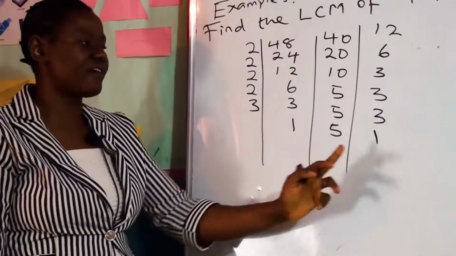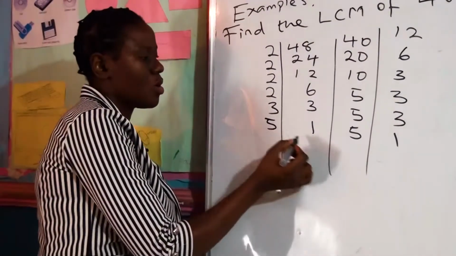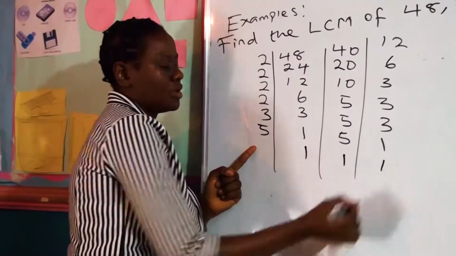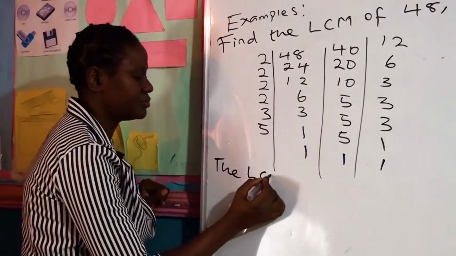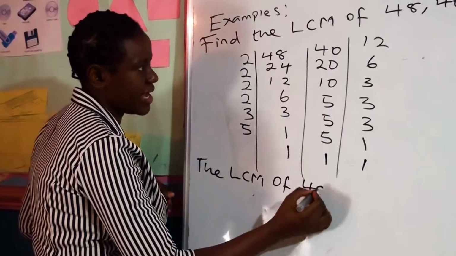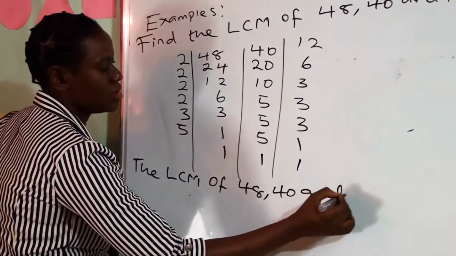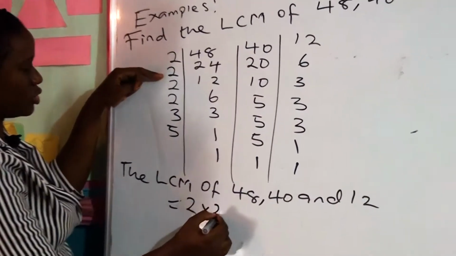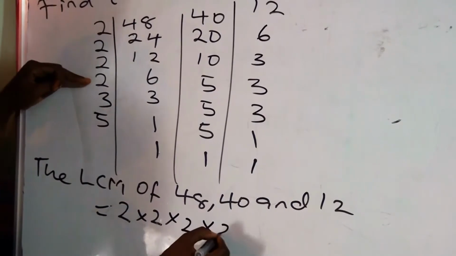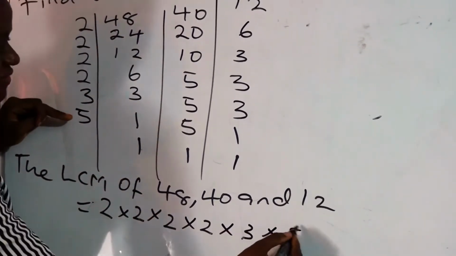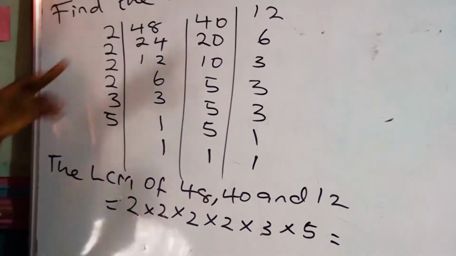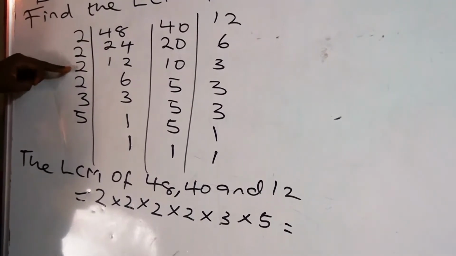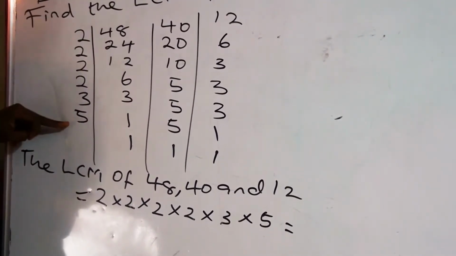We only have 1, 5, 1. So we use 5. How many 5 here? None. 1. 5 here? 1. So the LCM of 48, 40 and 12 would be 2 times 2 times 2 times 2 times 3 times 5.